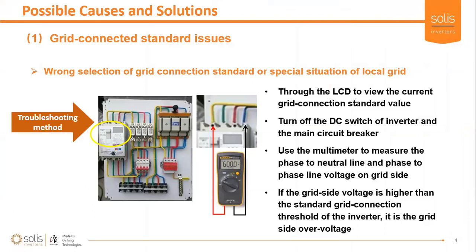Through the LCD, we can view the grid connection standard value. To check the current grid connection standard, we should first turn off the DC switch of the inverter and the main circuit breaker. Then we should use the multimeter to measure the phase to neutral line and phase to phase line voltage on the grid side, which is the troubleshooting method for checking grid connection standard issues. If the grid side voltage is higher than the threshold of the inverter's grid connection standard, it is a grid side over voltage fault.